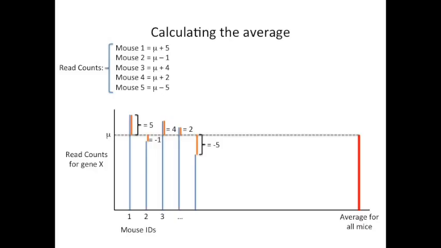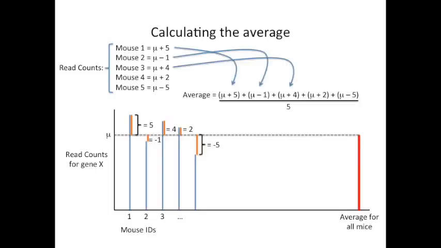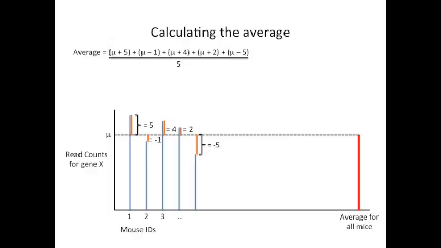Given our new, fancy formulation for the read counts for each mouse, we can use them to calculate the average read count for gene X from the 5 samples that we've collected. To calculate the average, we do what we learned how to do in 5th grade. We add up the 5 measurements and we divide by 5. In this case, the measurements are fancy formulations for read counts.